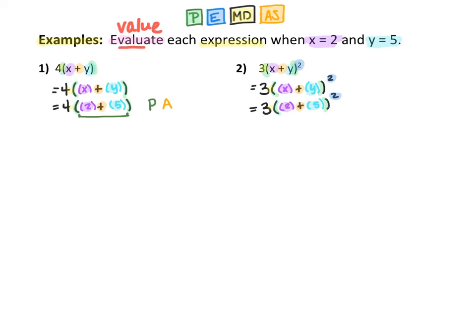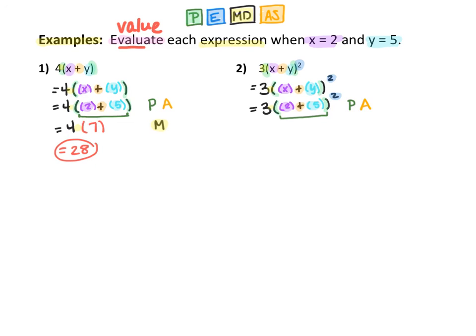So we see on example 1 that we would have to perform parentheses first. And within the parentheses, we have addition, so we're actually adding first. When we add 2 plus 5, we get 7. And then our last step to evaluate is to multiply. 4 times 7, and we get our answer 28.